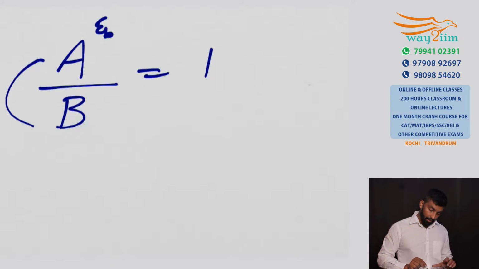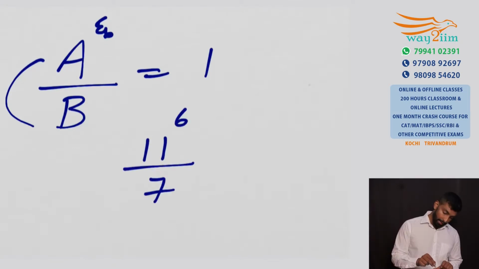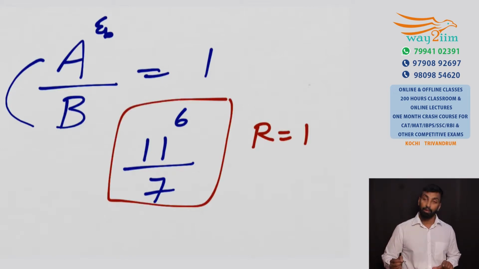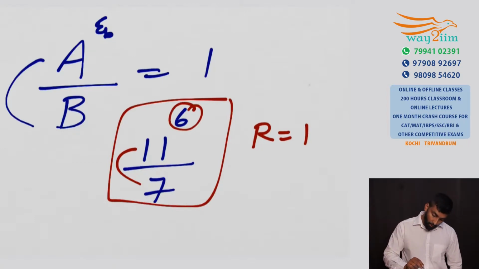So if I give you a question, something like this, 11 raised to 6 divided by 7, what is the answer? What is the remainder? Remainder will be 1. Why? Because 11 and 7 are coprimes, they have no other factors except 1, and 6 is Euler's number of 7.